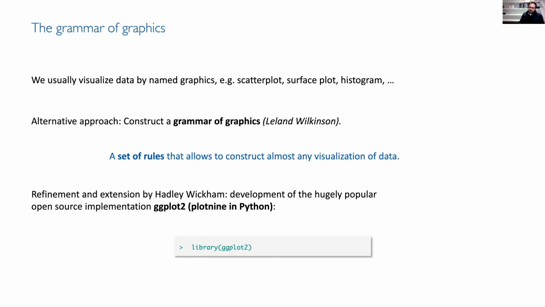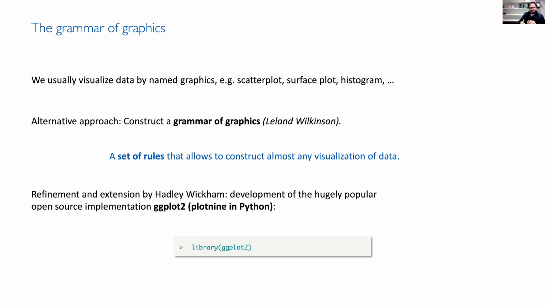Another way to do that, and that was introduced by someone called Leland Wilkinson in a book, is that you don't give the plots names, but you construct these plots with a grammar. That means that you have a set of rules that allows you to construct step by step almost any visualization of your data. And once you have that, you don't have to remember long names of different kinds of plots.